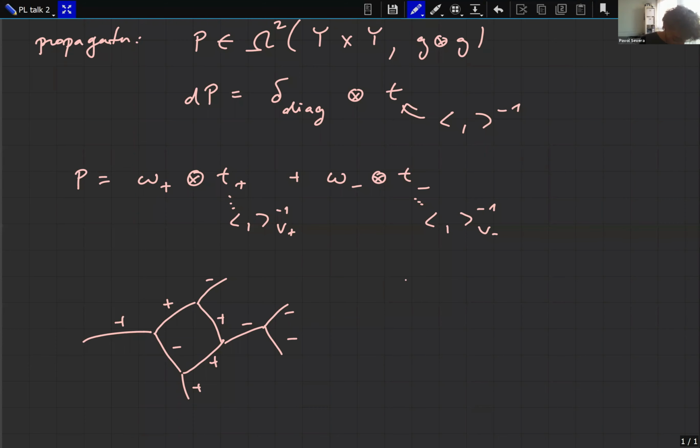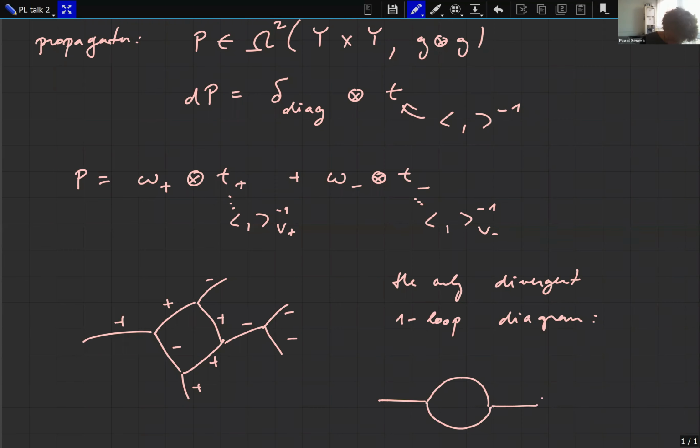It looks like the only divergent one loop diagram that it's okay. That is this one, like that. And there is plus and minus here.